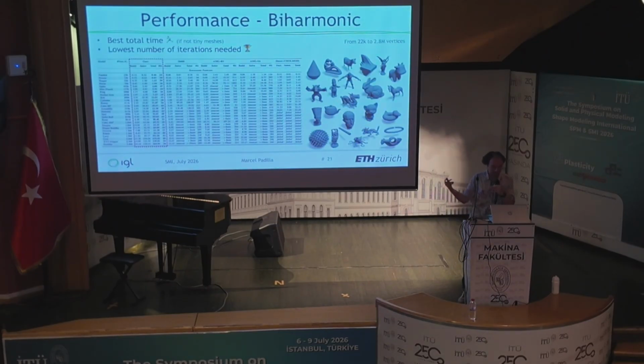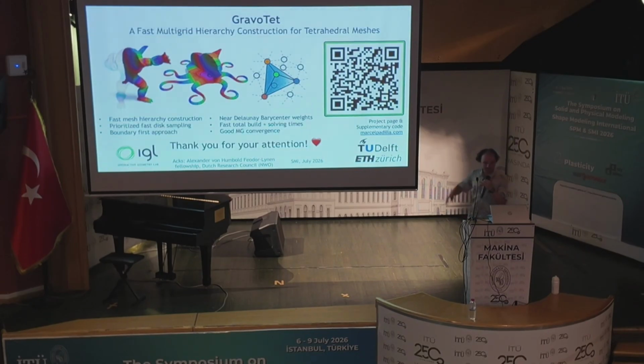And for the biharmonic problem, the competition ends earlier. Many methods time out, or the Holmot has problems. Direct solvers fail at already 800,000 vertices. And yeah, that would be my presentation.